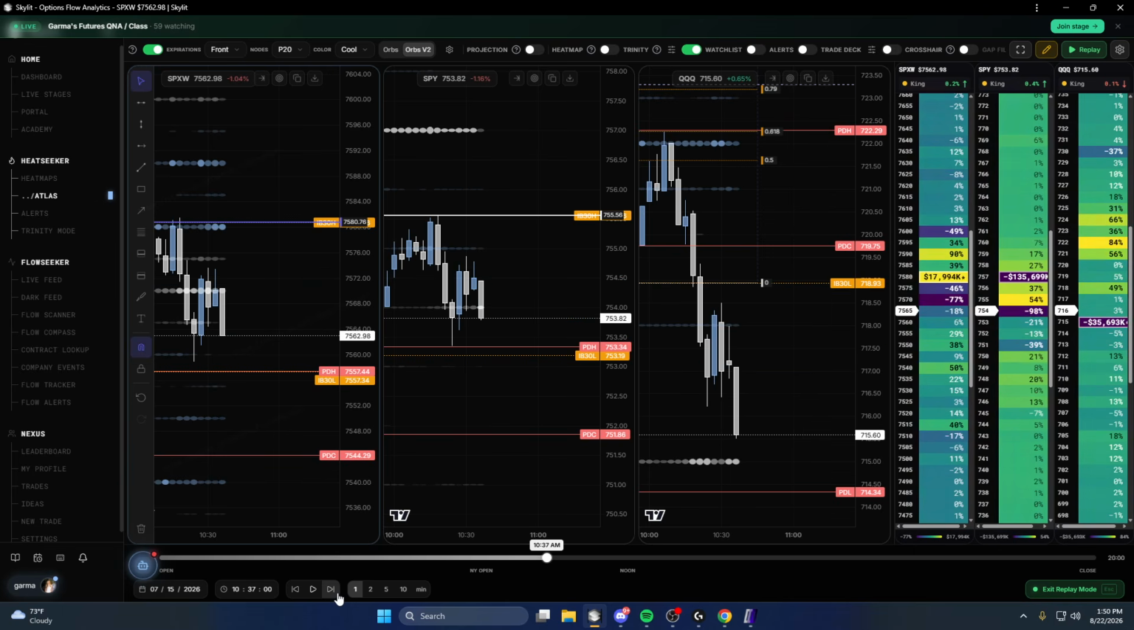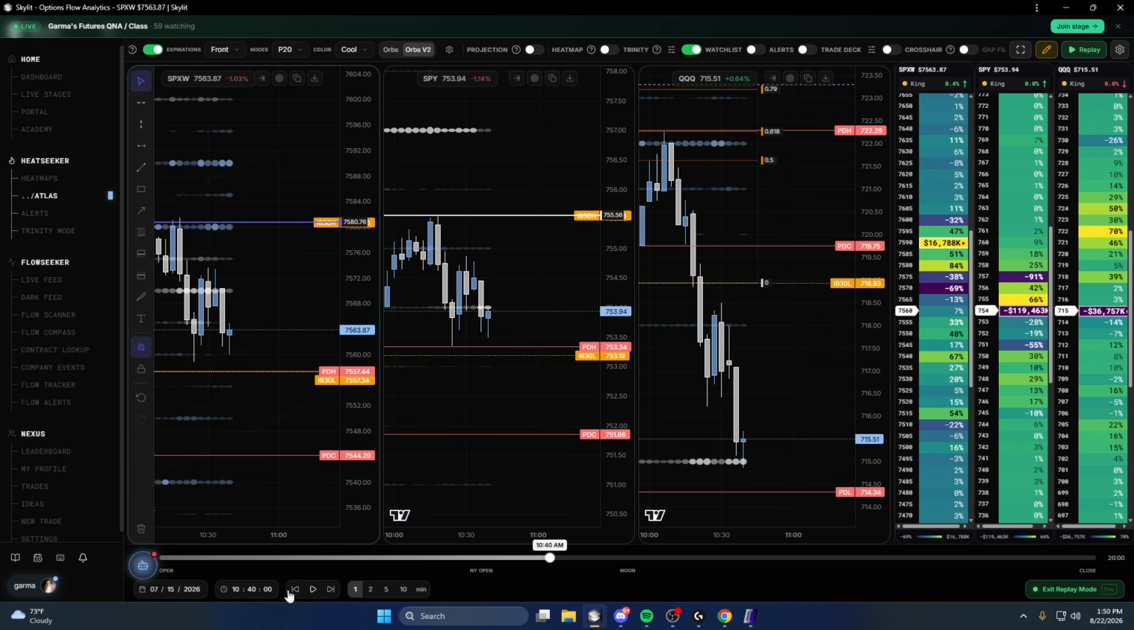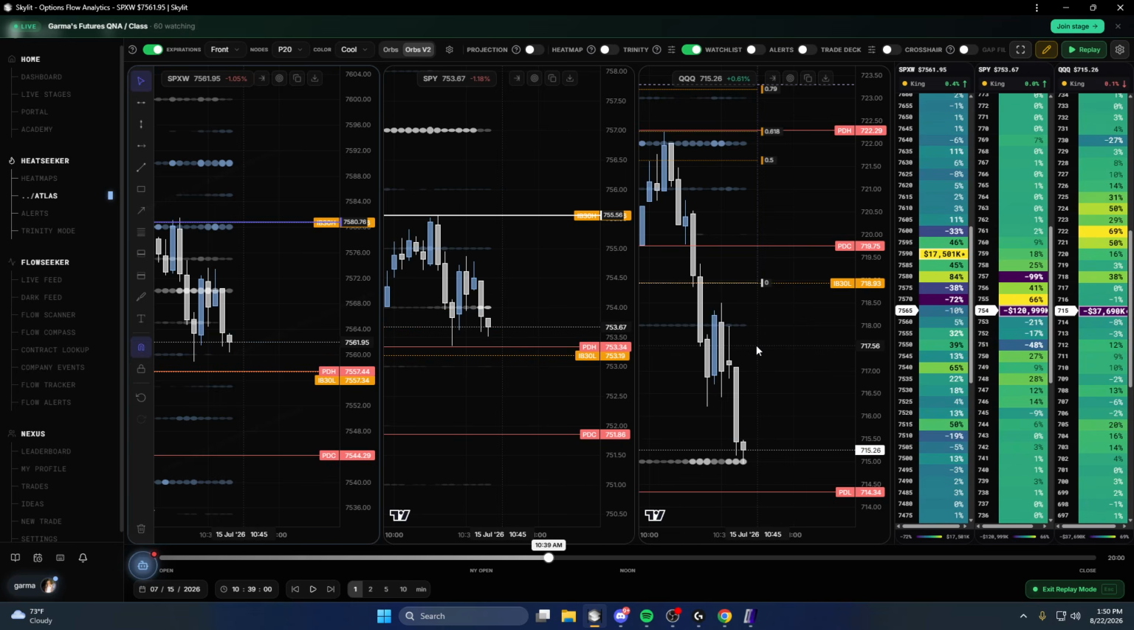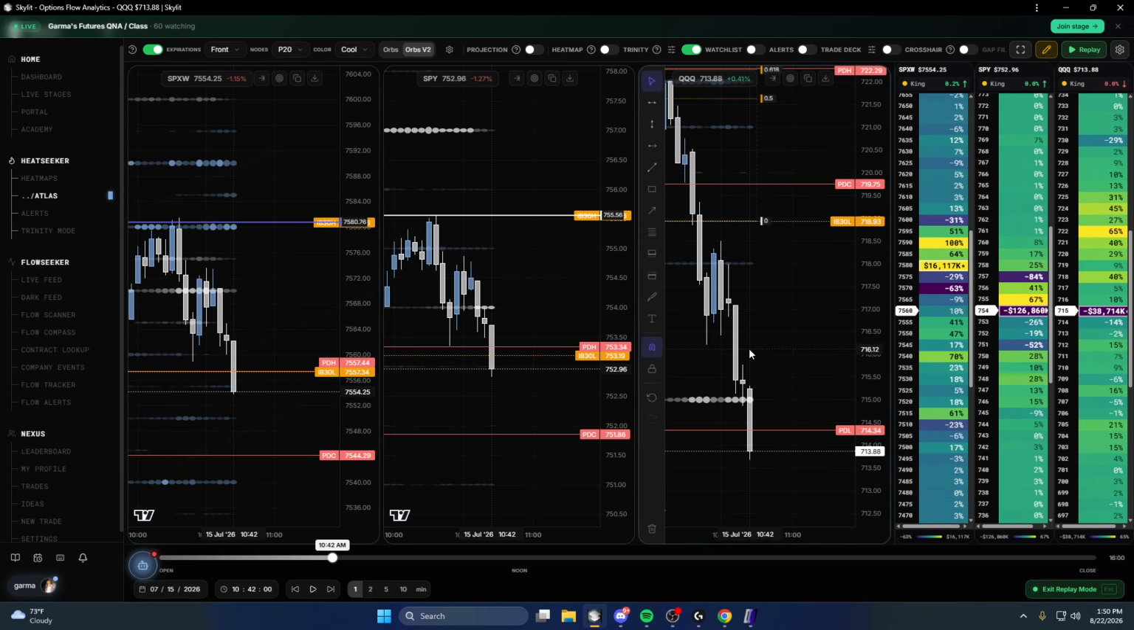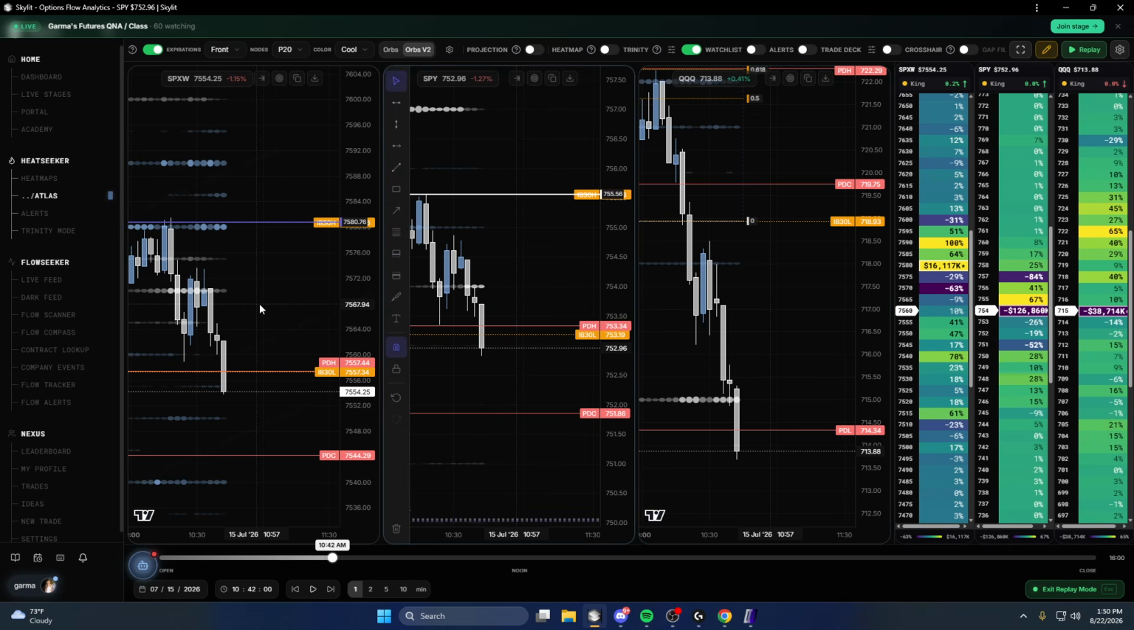So like that could be your runner size. And there's your previous day. Or there's your QQQ 715. Now I'm going to expect an overshoot. Just like that. Oh my god, that's perfect.